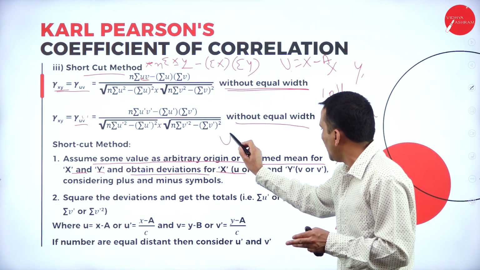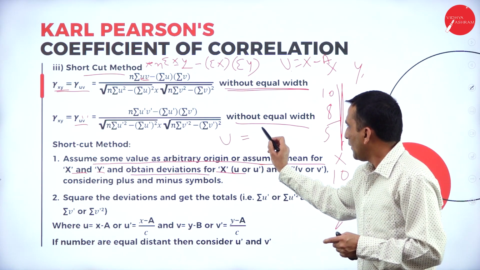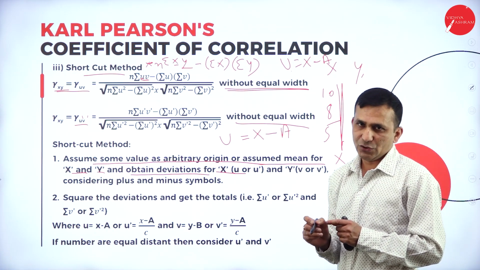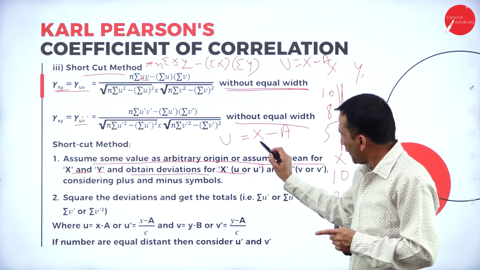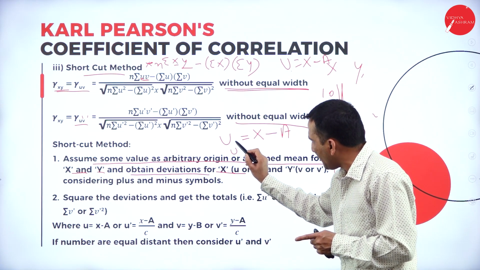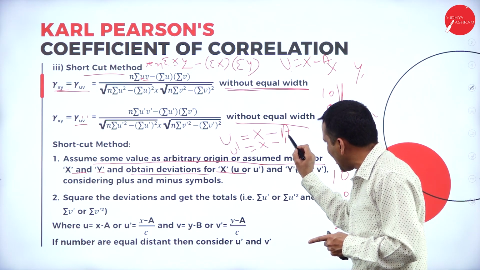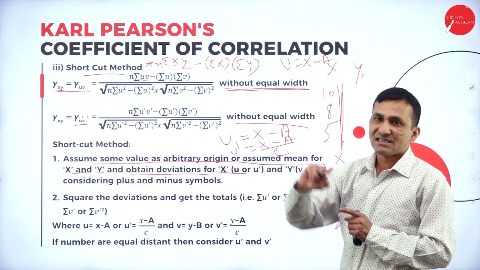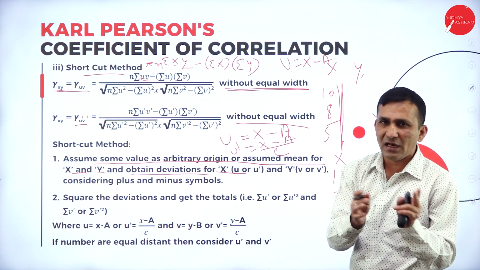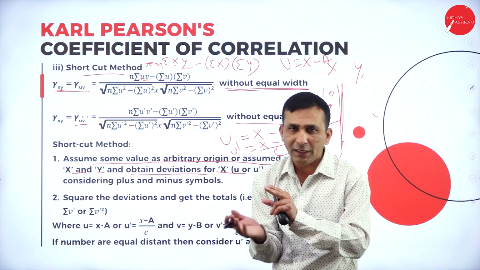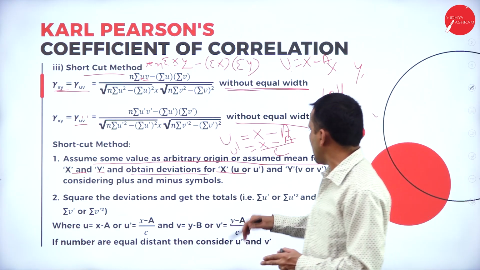It's very simple. U is equal to, from the x series, any one value you can assume. So that's what you are getting. In case of u dash, you write the numerator divided by equal distance. For u we consider equal distance c, for v we consider d, the equal distance. I have explained here.